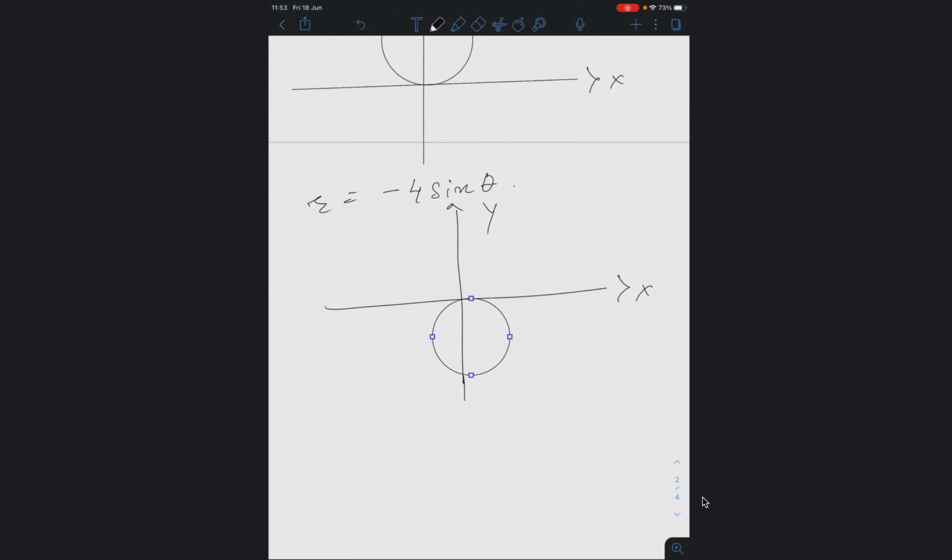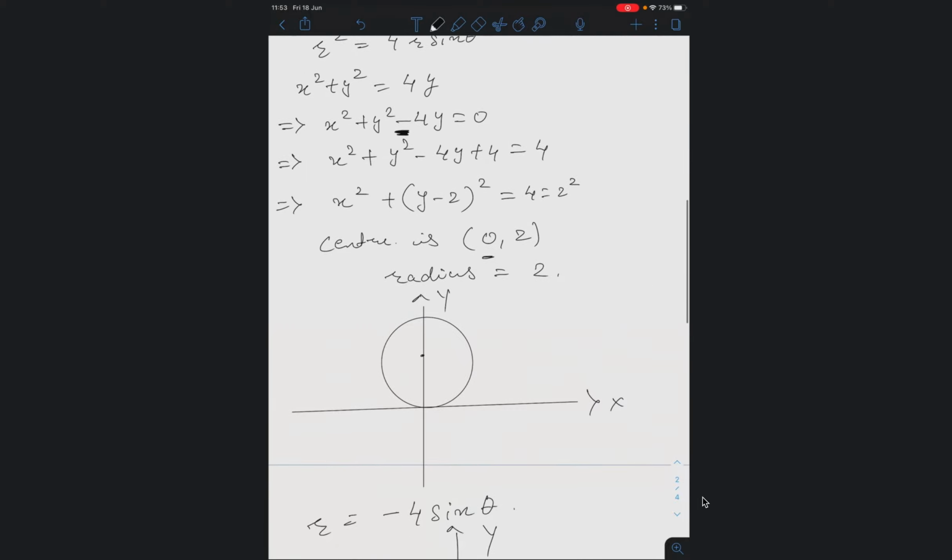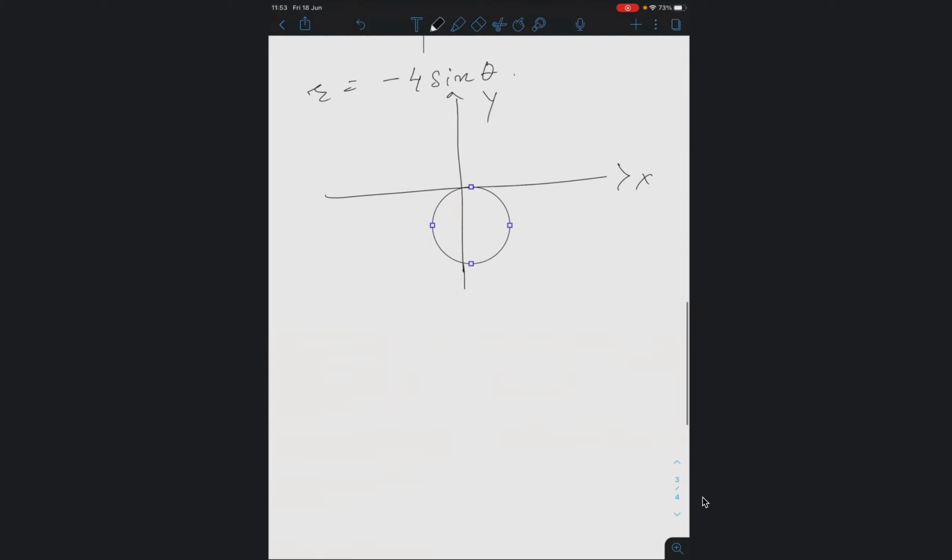Got it? So this is how we solved a few examples where the curves were given as circles. r is equal to 2 sine theta, r is equal to 4 sine theta, something like that was given. Understood? Same you can do with cos also. So this is about the circle. Now let us go to the next type.